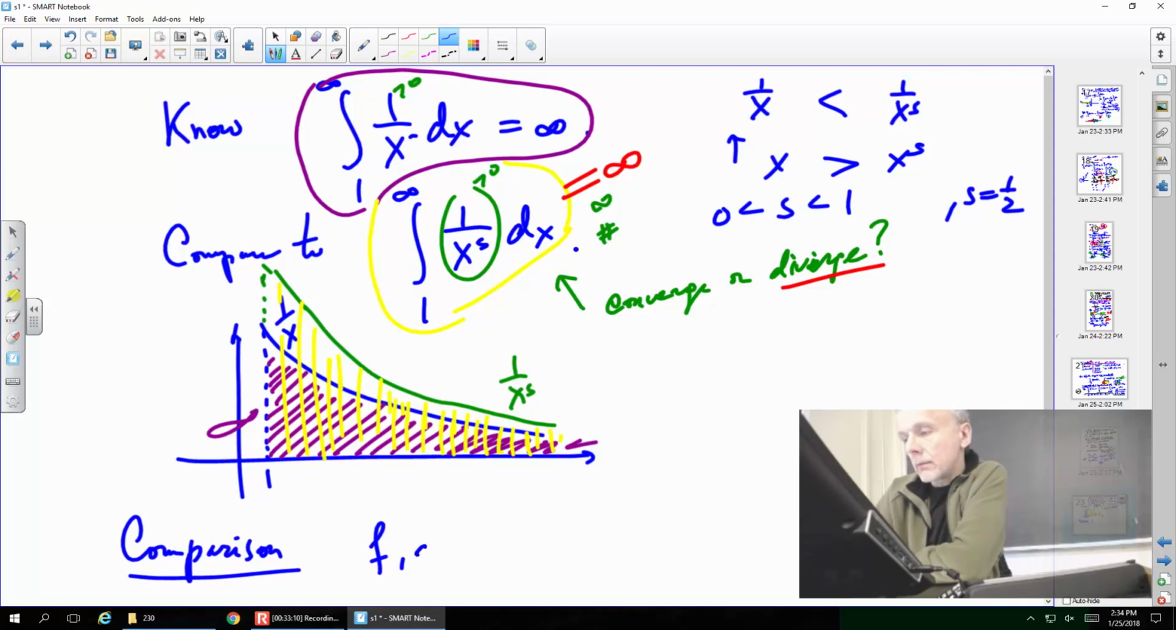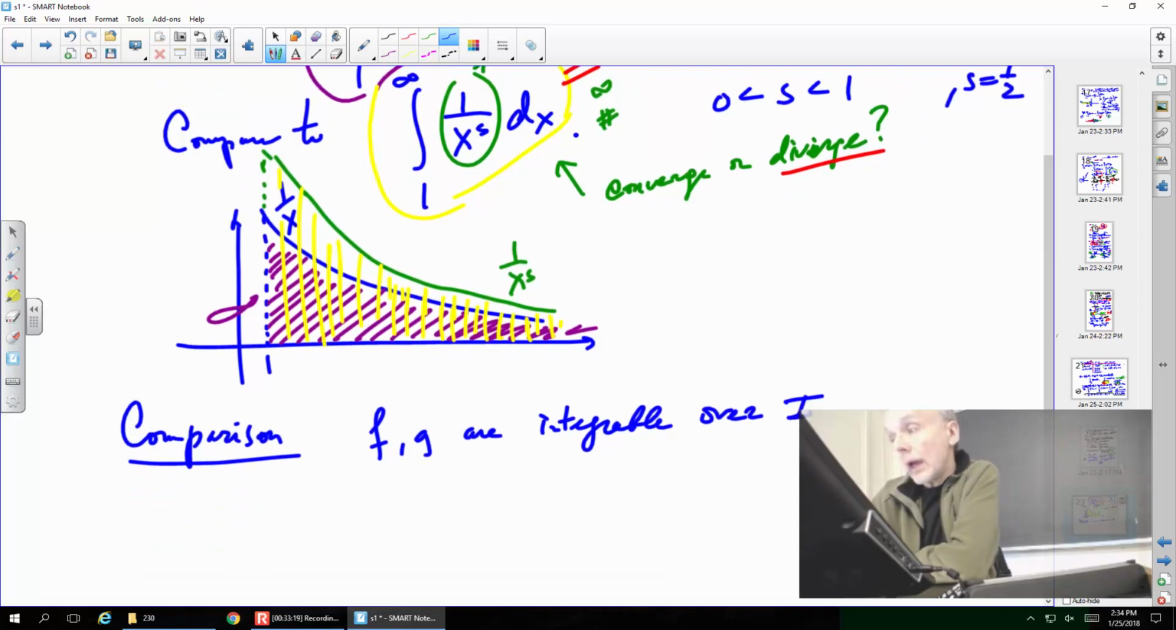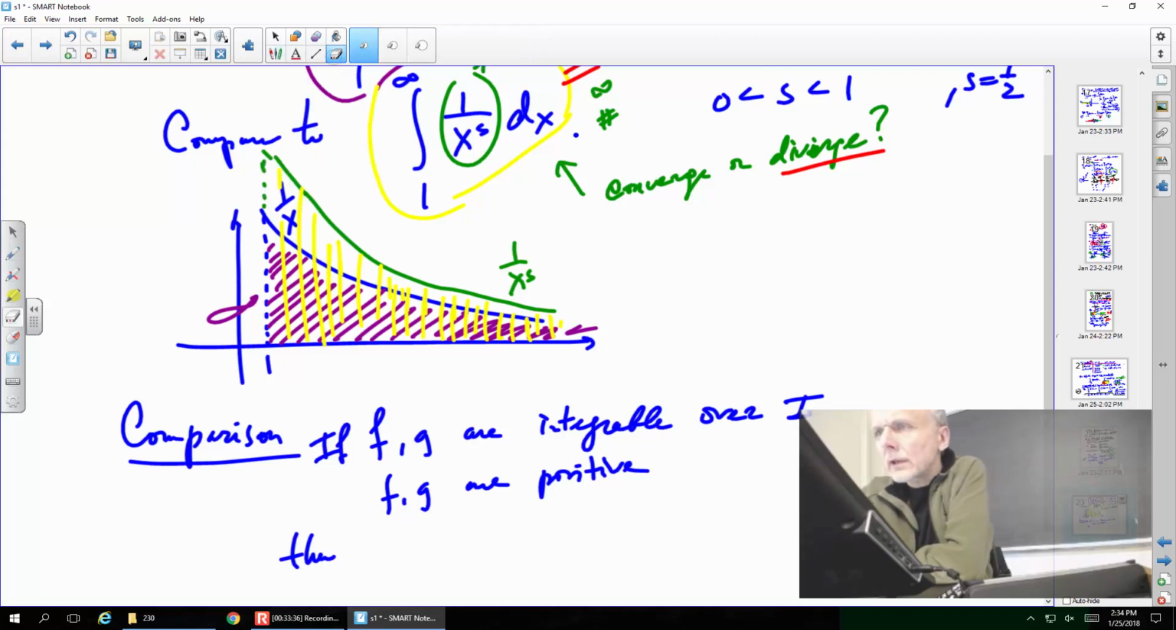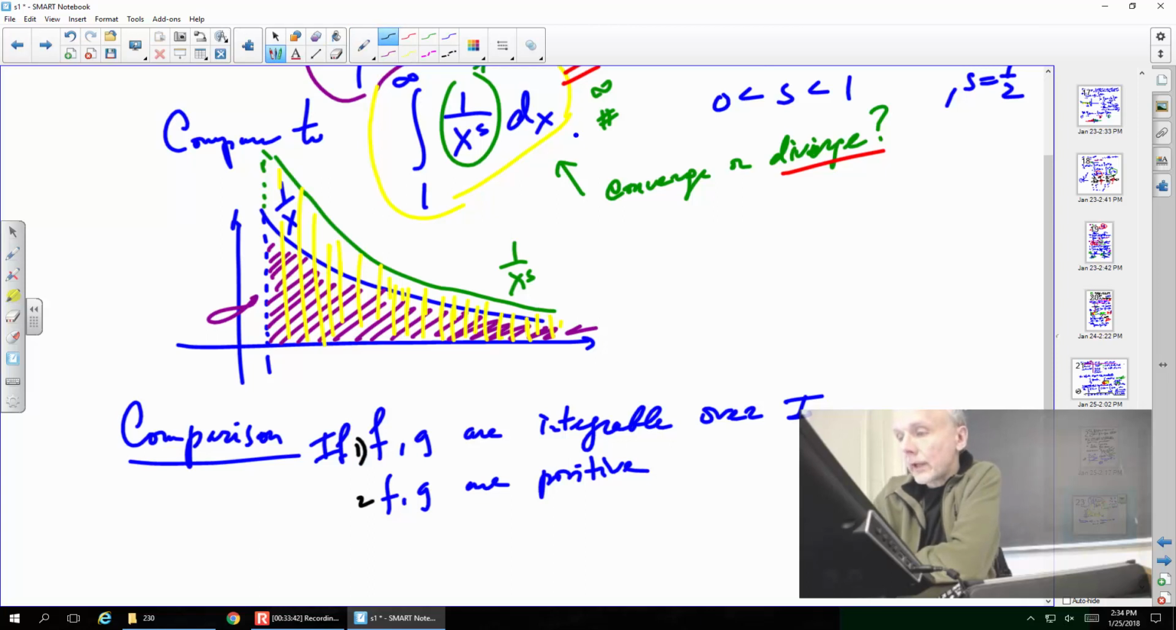So f and g are integrable over the interval I. Once again, could be finite or infinite. And positive. f and g are positive. So that's given. Well, no, the third condition is the actual comparison. So the first condition, they are integrable. Second condition, they are positive. The third condition, f is less than g over I.